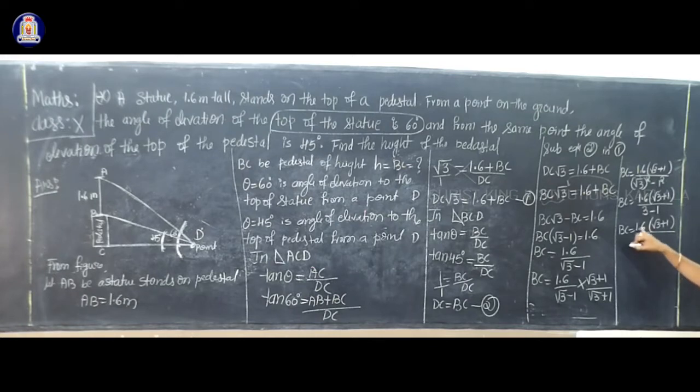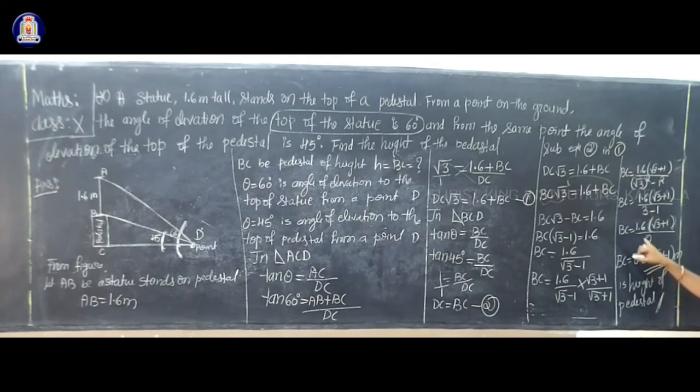Now can you simplify 2 and 1.6? Can you divide this? Yes. Is it possible to cancel here? This is not possible. Bracket, keep it as it is. Now divide this one. So BC is equal to 0.8 into root 3 plus 1. That is meters, the height of the pedestal.